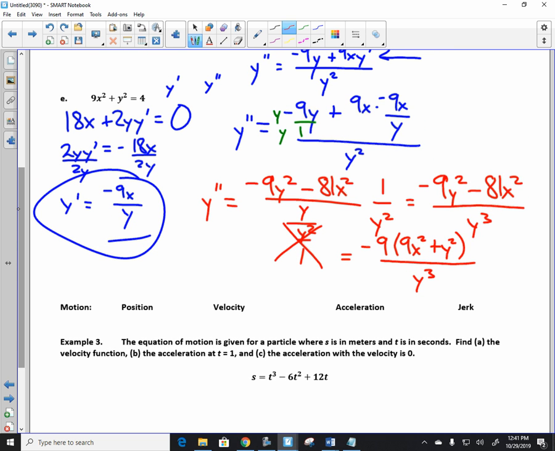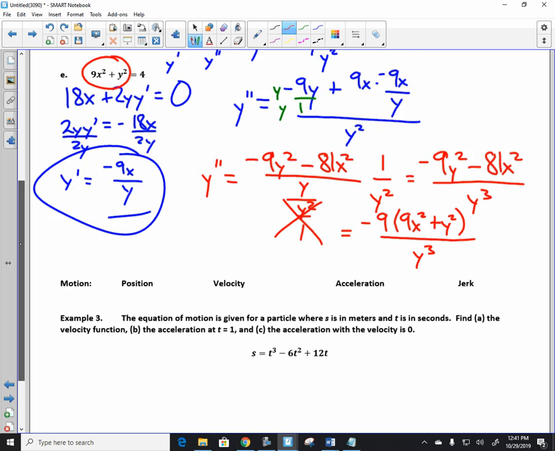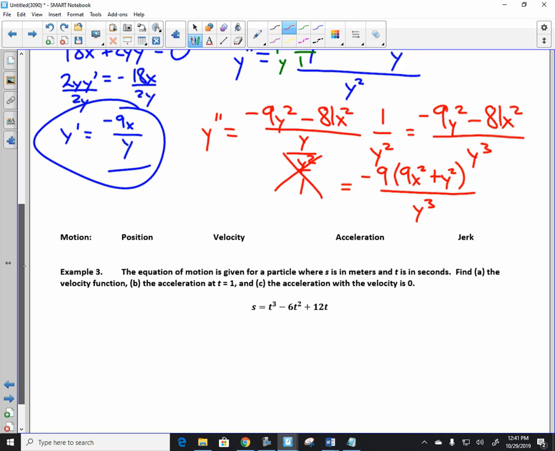What is 9x squared plus y squared? It's 4. Yeah. So we're going to replace the 9x squared plus y squared with 4, and you end up with -36 over y cubed. There you go. That is the second derivative. Quotient rule. So I want to find the derivative of this guy. You got it now? Good job.